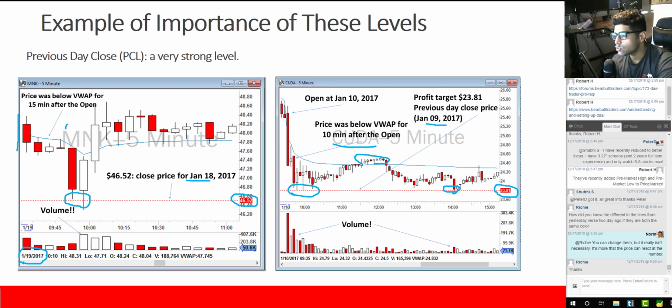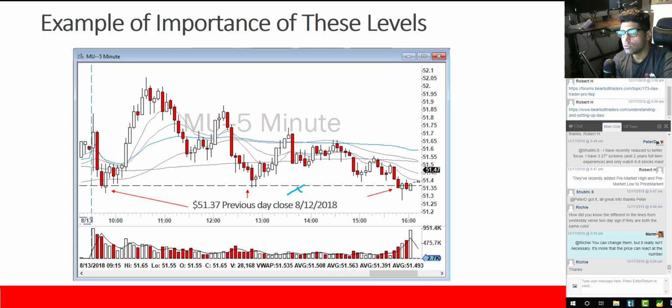So I'm not teaching any strategy yet. I'm not saying that every time it touches this one go long, or every time it goes below that go short. No, I'm just showing you how to have this, because this is important. More examples. MU. This is a stock that we trade a lot.